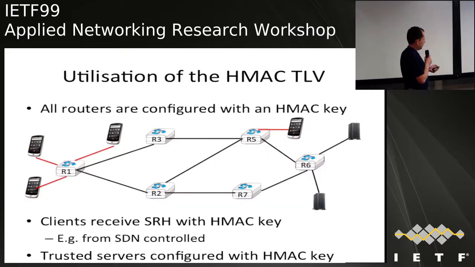So what's the typical use case? You will configure all the routers in your network with the HMAC key. And then some device will be allowed to do some specific segments through the network. You give them either the full segments that they have to use to do cut and paste in the packets that they send. So if you want, for example, all the client devices to pass through a specific firewall, then you give them a segment routing header that forces them to always pass through the firewall. And you can verify the HMAC only at the ingress of the router. And you can also configure that by using SDN or other techniques.